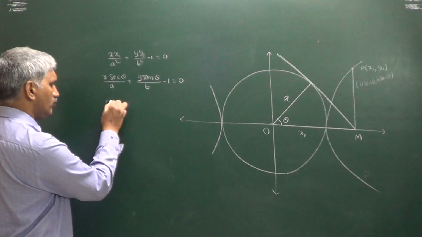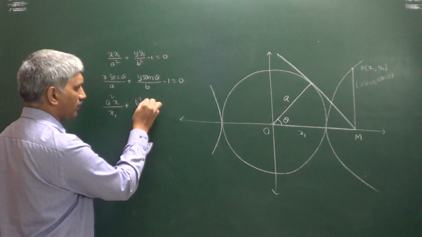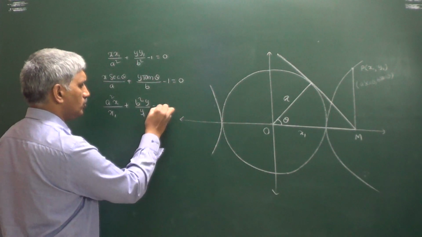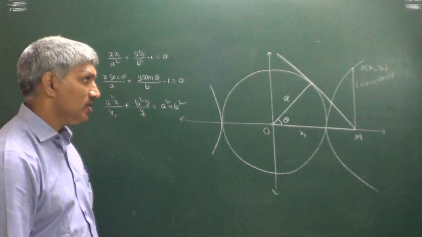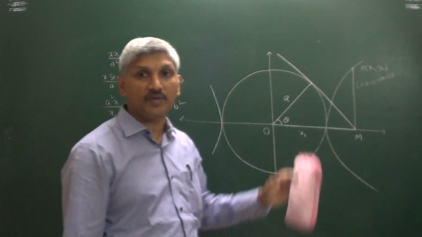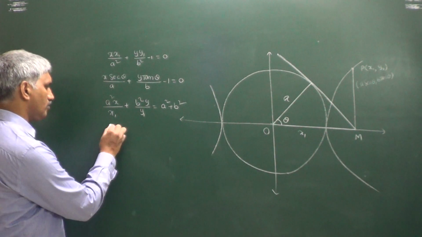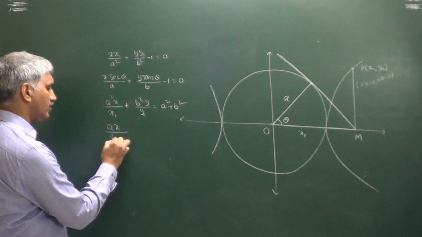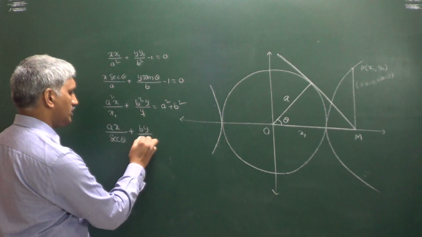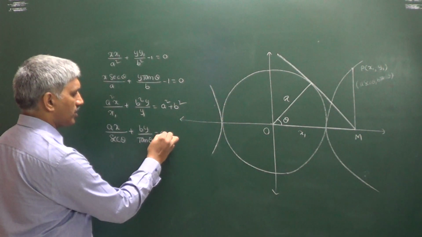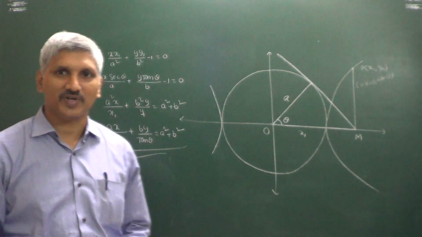At the same time you know the equation of the normal: a square x by x1 plus b square y by y1 is equal to a square plus b square, at a point x1 y1. Now the point x1 y1 we are taking in parametric form, that's why x1 is equal to a secant theta, y1 is equal to b tan theta, then we get ax divided by secant theta plus by divided by tan theta is equal to a square plus b square. So that is the equation of the normal in parametric form.